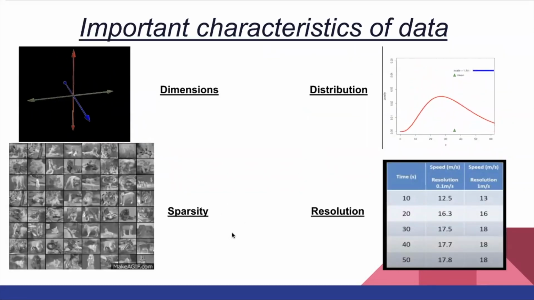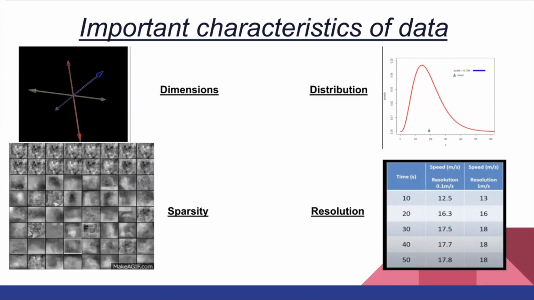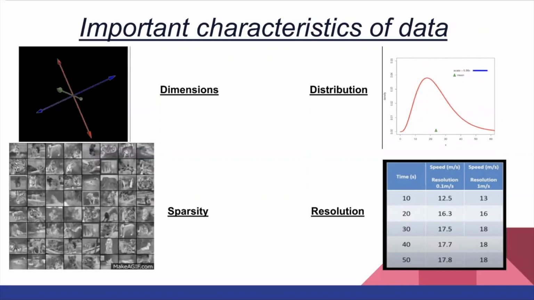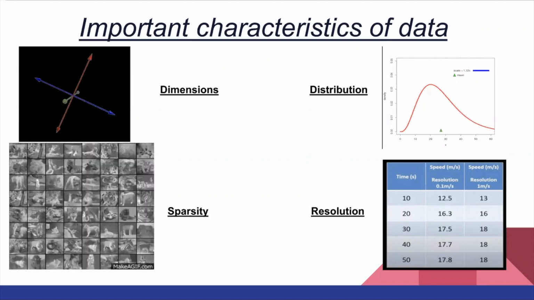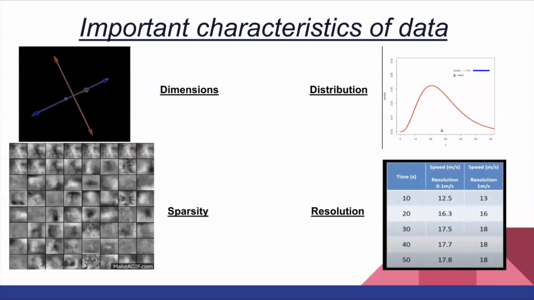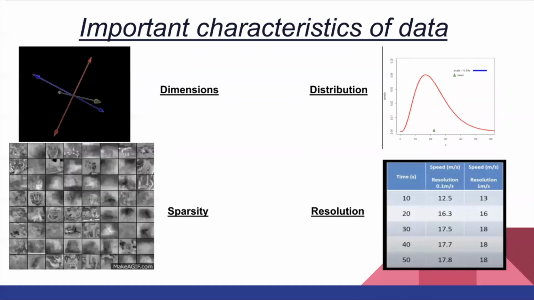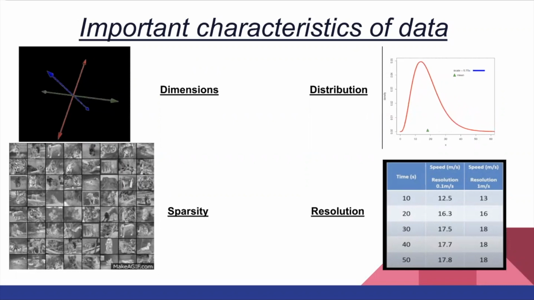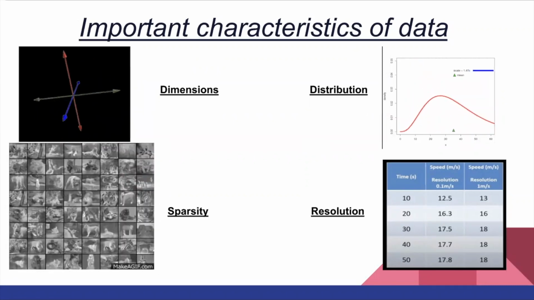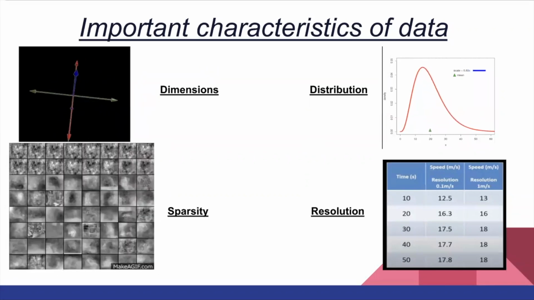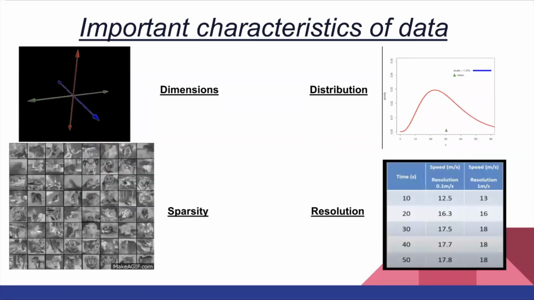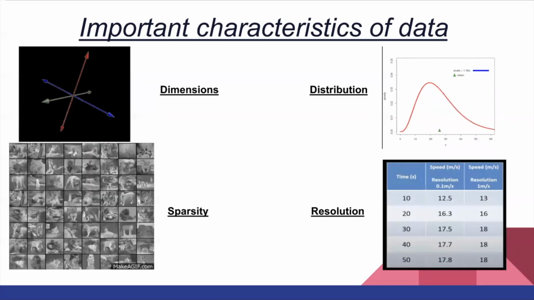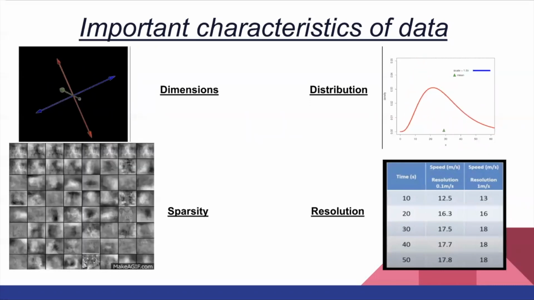Before we learn more about each dataset, let's discuss the important characteristics of the dataset. There are four major characteristics: dimension, distribution, sparsity, and resolution. So what is dimension? It is basically the number of attributes that the dataset has, and it should not be more and it should not be less. If it's more, then it will become difficult to analyze, and if it is less, then to predict a particular attribute, it will be very difficult to do so.